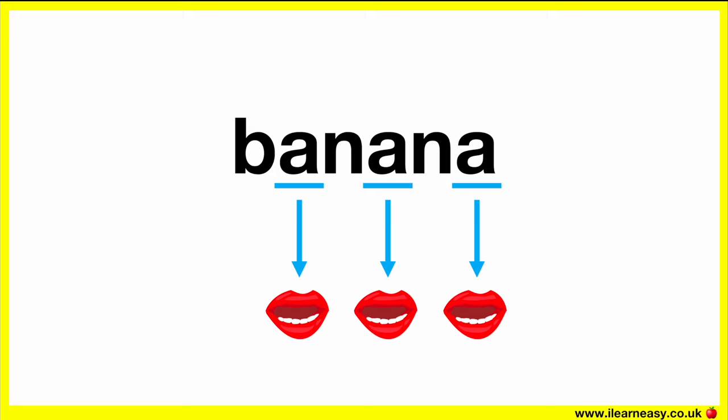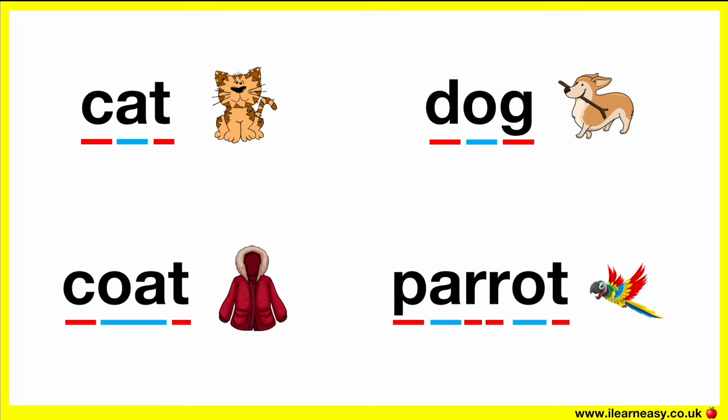Let's try it with these examples. Put your hand under your chin and count the number of times your jaw drops. Cat. 1 syllable. Dog. 1 syllable. Coat. 1 syllable. Parrot. 2 syllables.